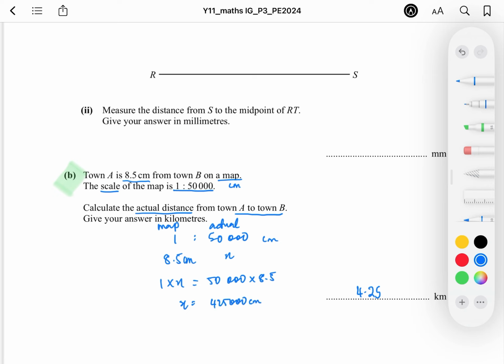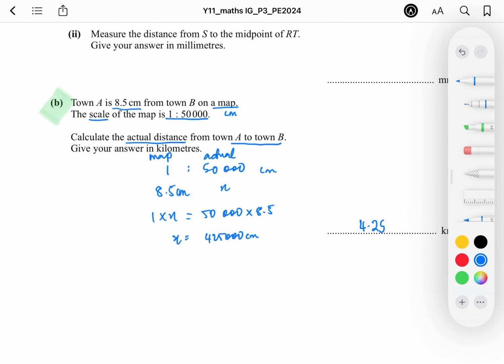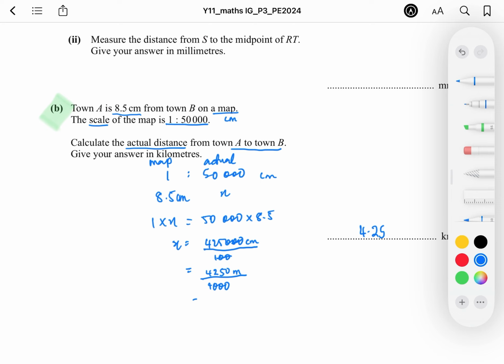However, this one is in centimeter, so changing it to kilometer, we've done this before. Change it first into meter by dividing by 100, because 100 centimeter is 1 meter. So that gives you 4,250 meter, and then divide this by 1,000, because 1,000 meter is equal to 1 kilometer, and that is equal to 4.25 kilometer.